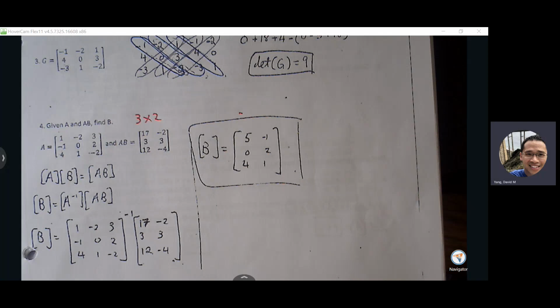No, I'm going to do my second matrix. So inverse of A times B. How do you do the inverse? It's going to be a 3x2 matrix.